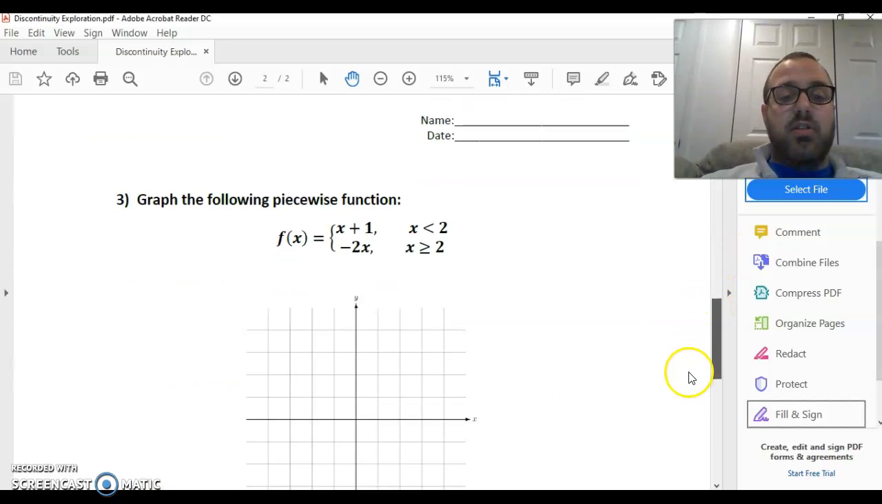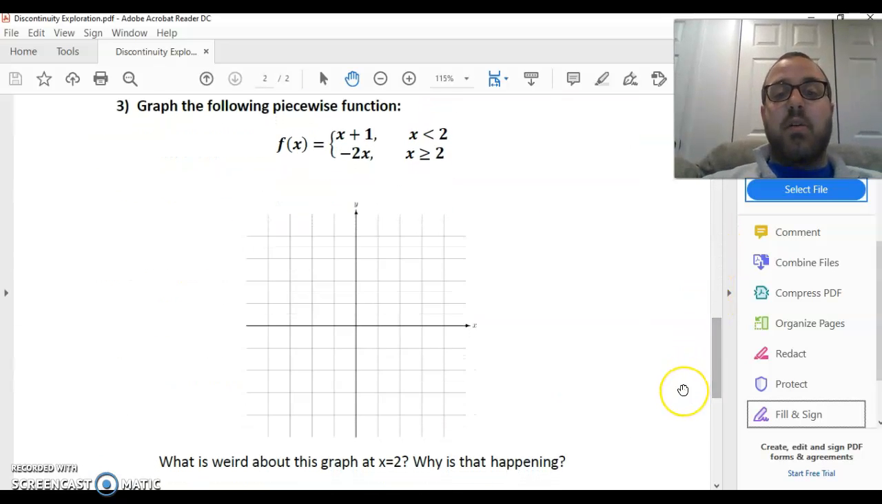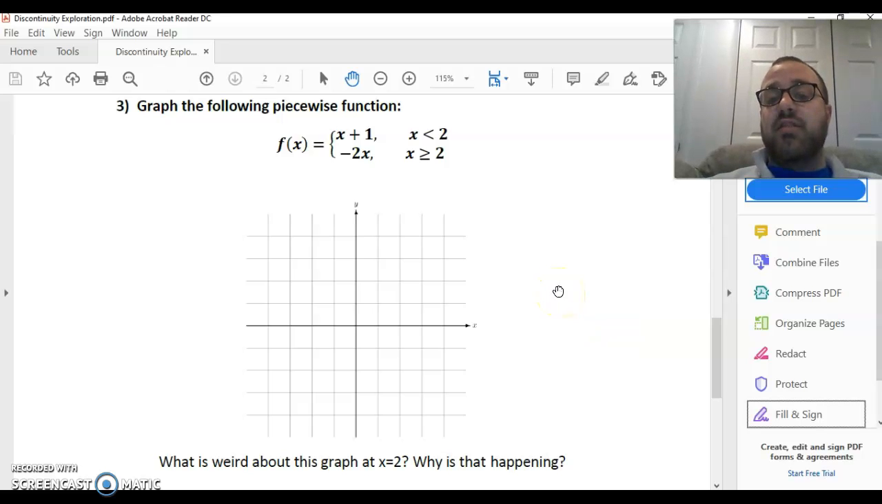After those two, I want you to do number three for me. Now, this is going to involve you graphing a piecewise function. This is something that normally students would do in Algebra 1. However, I know with the pandemic, we may not have gotten to this. So just to give you a quick how-to on graphing a piecewise function.